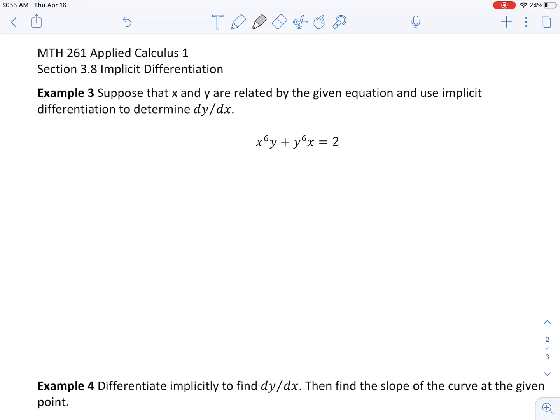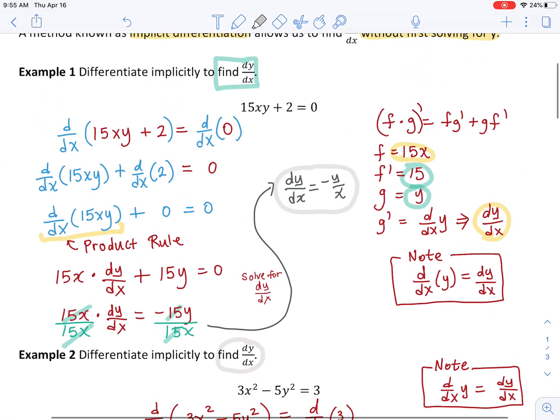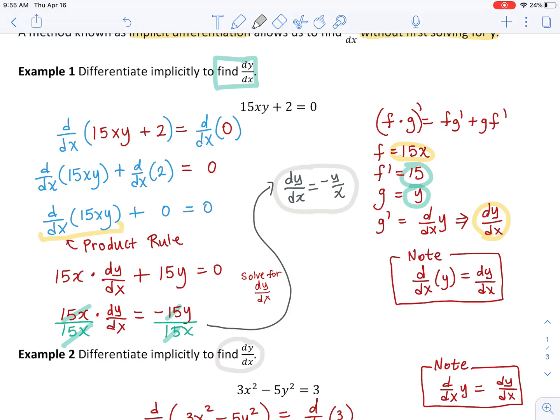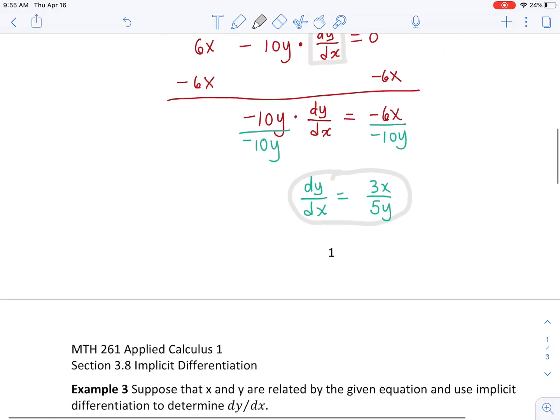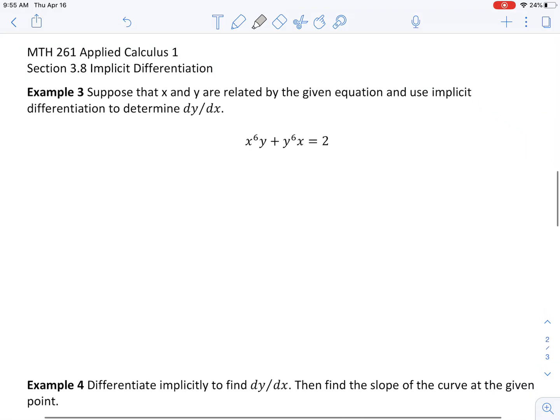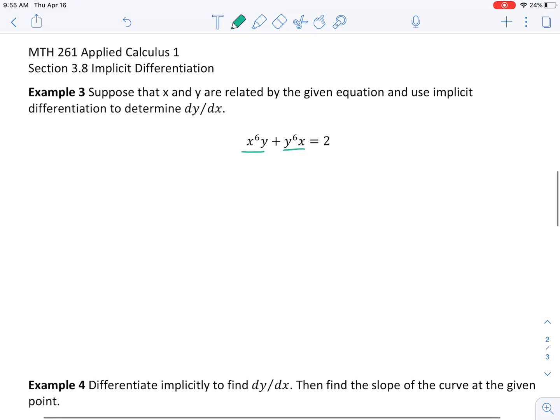Suppose that x and y are related by the given equation and use implicit differentiation to determine dy/dx. Now, you are good with the product rule, right? I've been doing this labeling, putting my pieces together, f prime, g, and g prime. But it's April. You can do the product rule in your head. So I'm going to do the product rule on example 3 just in a single line without labeling everything, because if I start labeling everything, it's going to be a lot of different things.